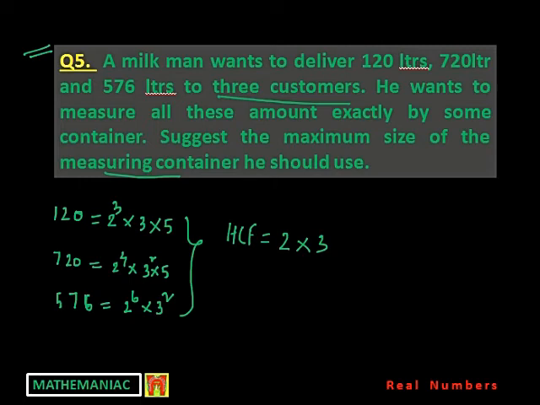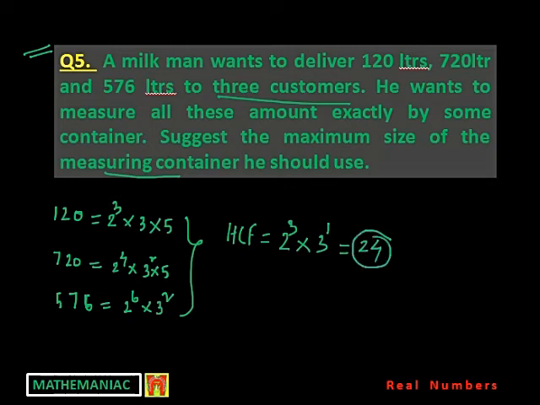Now, what do I have to raise? The lowest power of these factors. In case of LCM, it was the highest power. So for 2, it is 3, it is 4, it is 6. I have to raise 3. For 3, it is 1, 2, and 2. So lowest is 1. So 24, right?